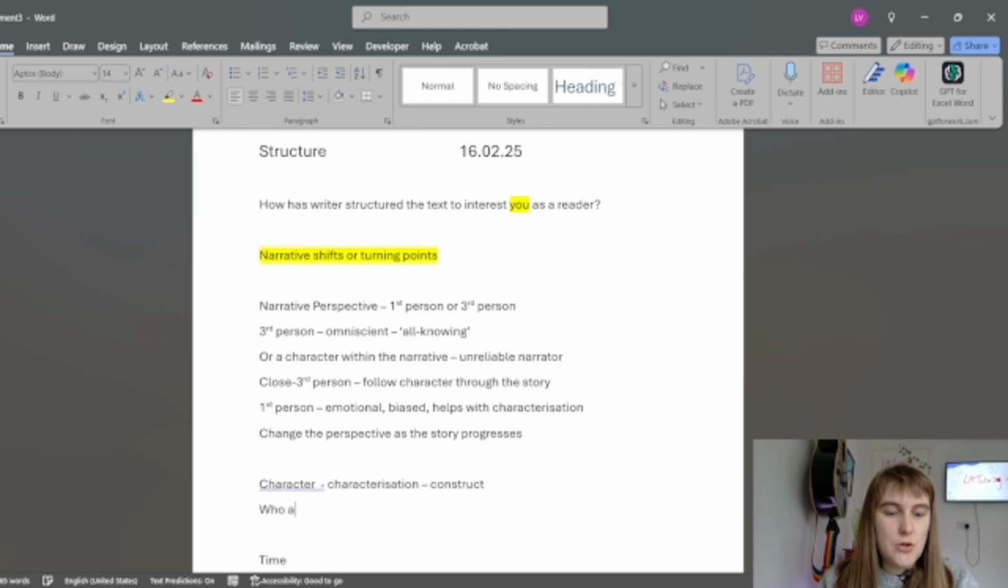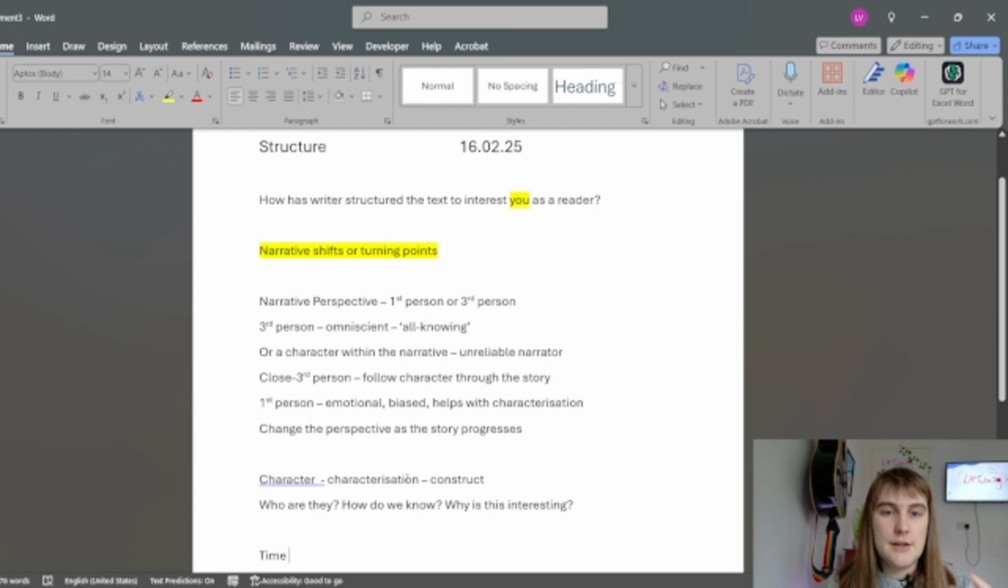So who are they? Why is this interesting? Well, how do we know, first of all? We want to think about how the writer has actually built that character and why this is interesting. Okay. And then we move on to time.